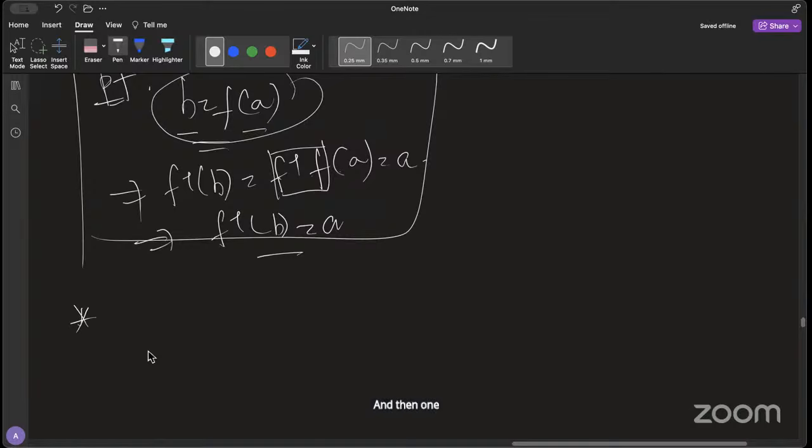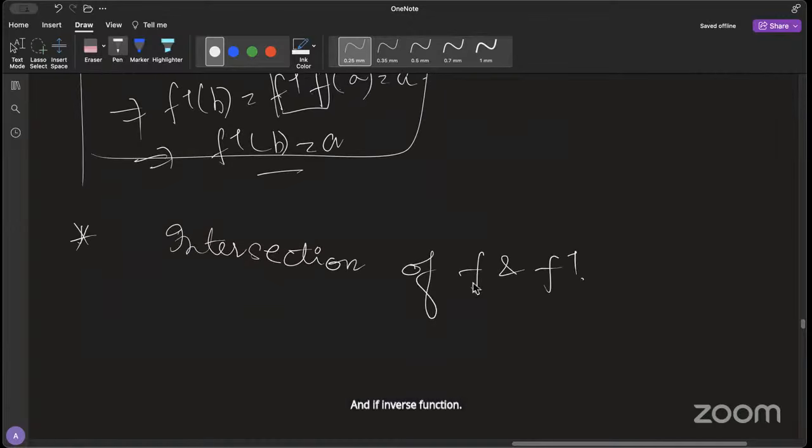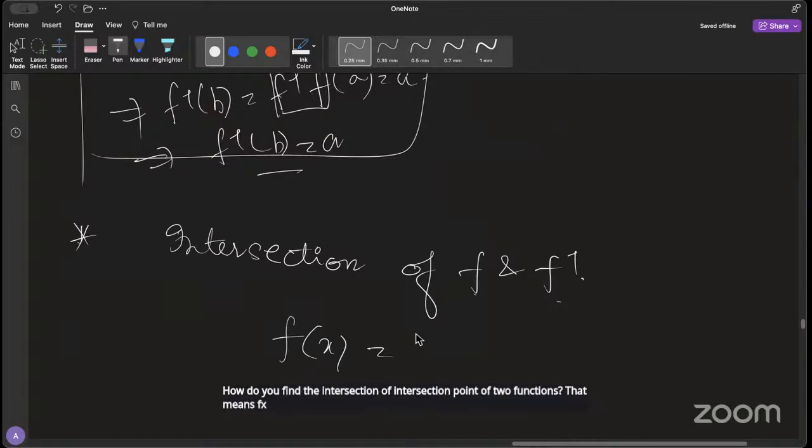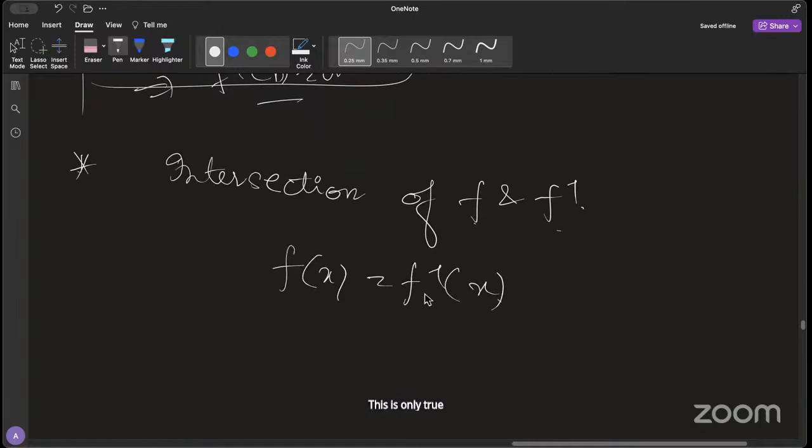And then one last thing, the intersection of f and f inverse. How do you find the intersection point of two functions? That means f(x) should be equal to f inverse of x. If there is a point x which lies on both f and f inverse, it is the point of intersection of the two curves. That's what you call the point of intersection of two curves. So that's only going to happen then.